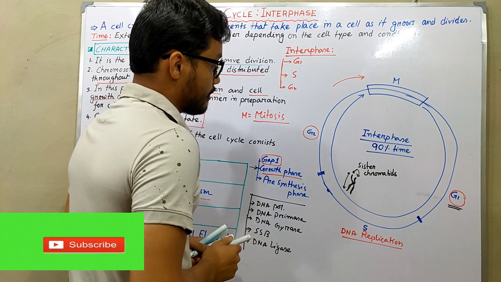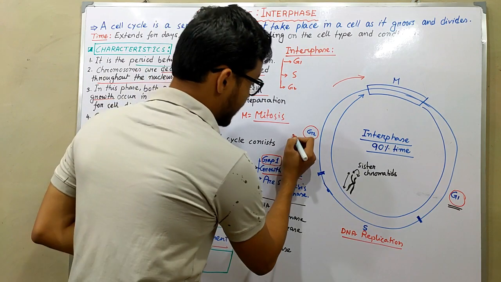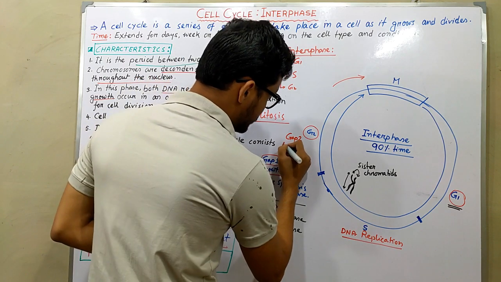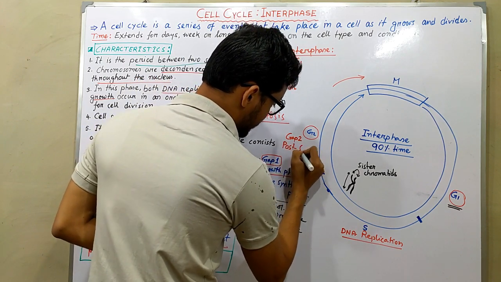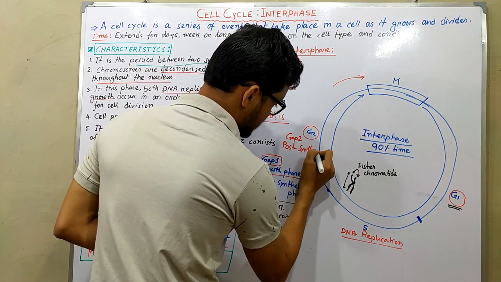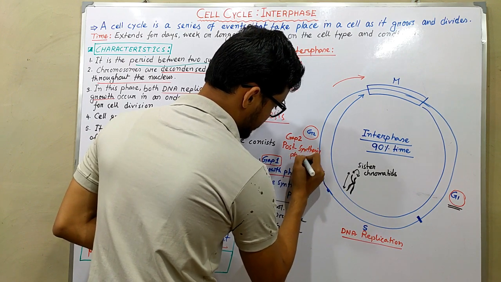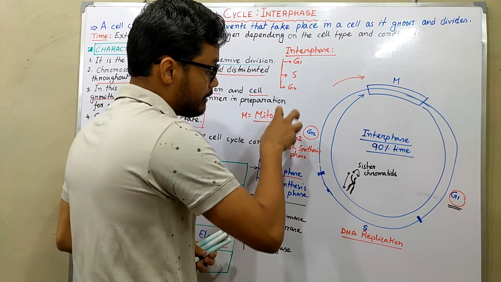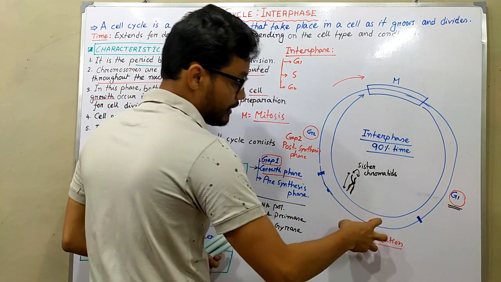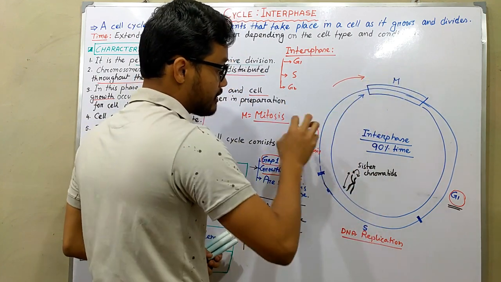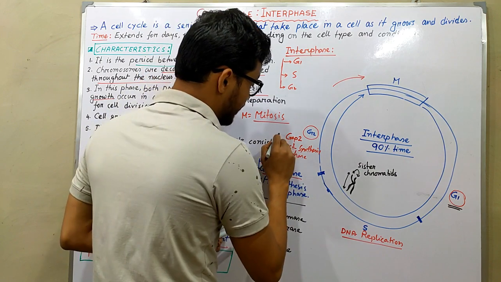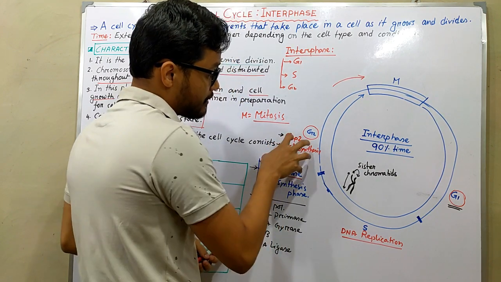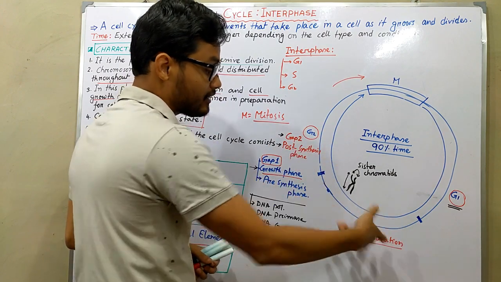G2 stands for gap 2 or post synthesis phase. Gap 2 means it fills a gap between the replication phase and the mitosis phase. That is why it stands for gap 2. And why is it the post synthesis phase? Because the phase comes right after the synthesis phase.